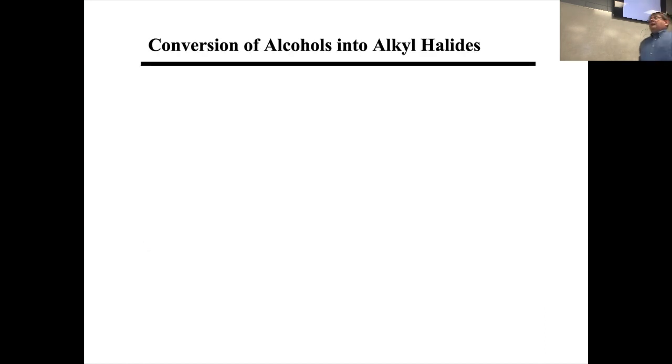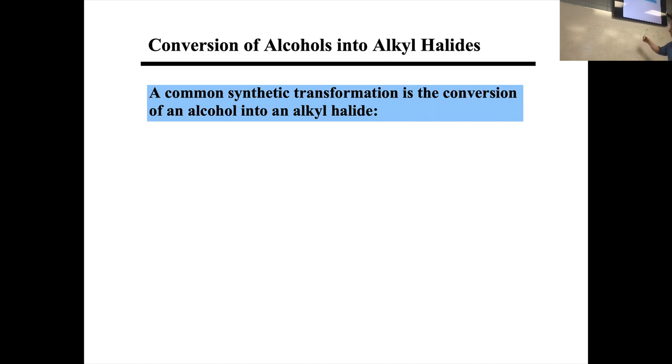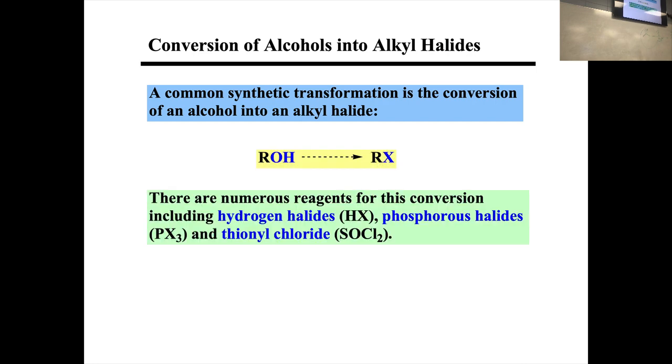Okay? So, we can convert alcohols into alkyl halides. We can take what we're learning in Chapter 8 and apply it to Chapter 7. Right? We just talked about alkyl halides. We just learned that we can take alkyl halides and make alcohols, but guess what? We can also take alcohols and make alkyl halides. We can do the reverse, okay? So this is a very common thing that happens in the organic lab.